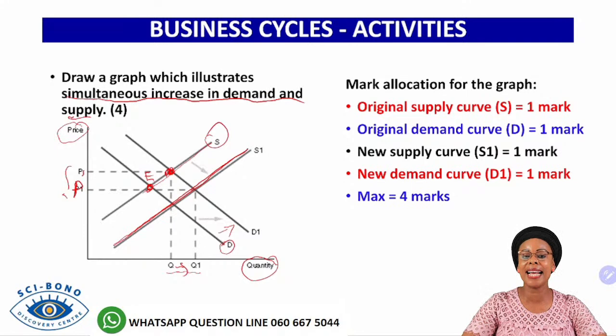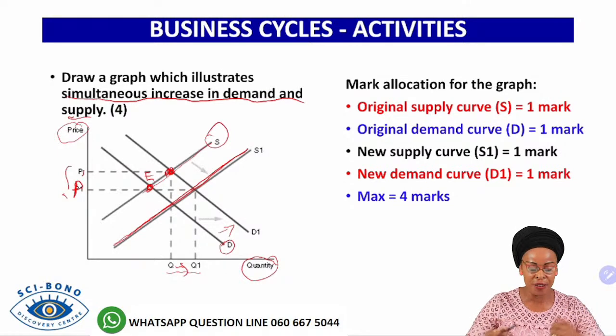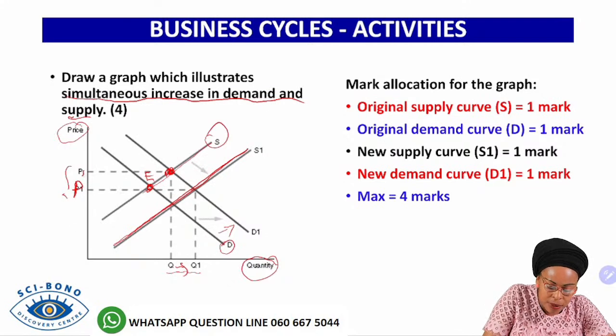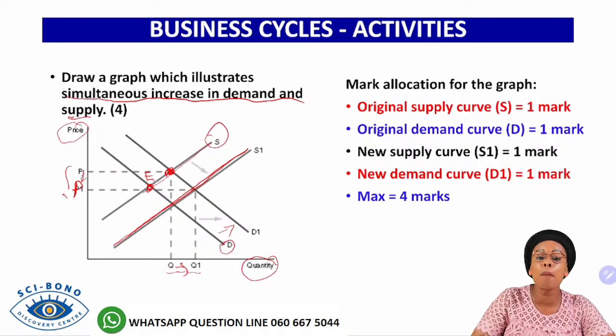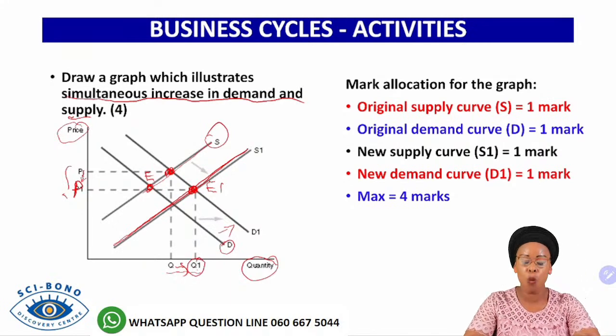Look at the price. Because both supply and demand have increased, look at the price. The price will drop from P1 to P, and this will be our new equilibrium point at quantity number 1.